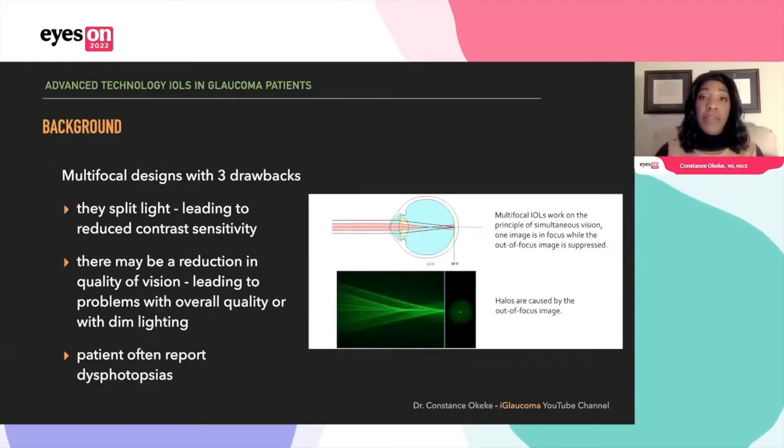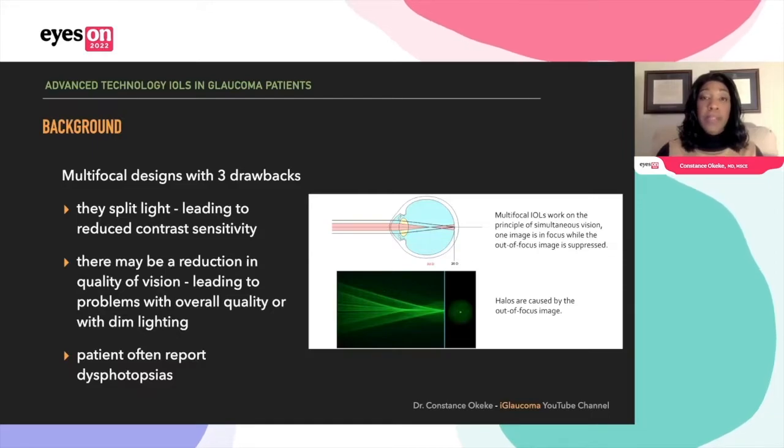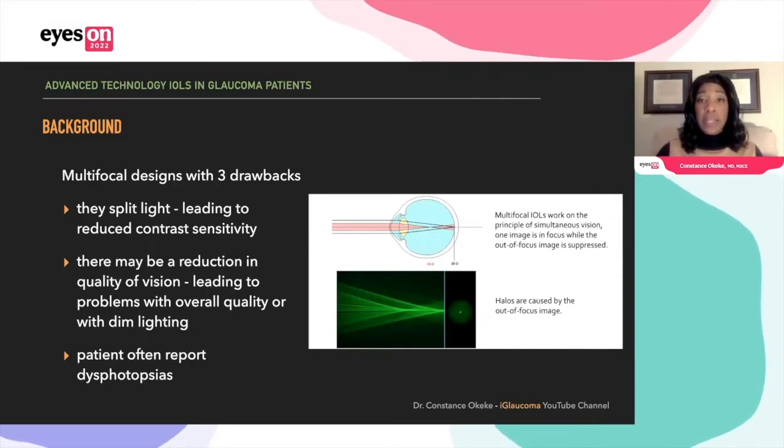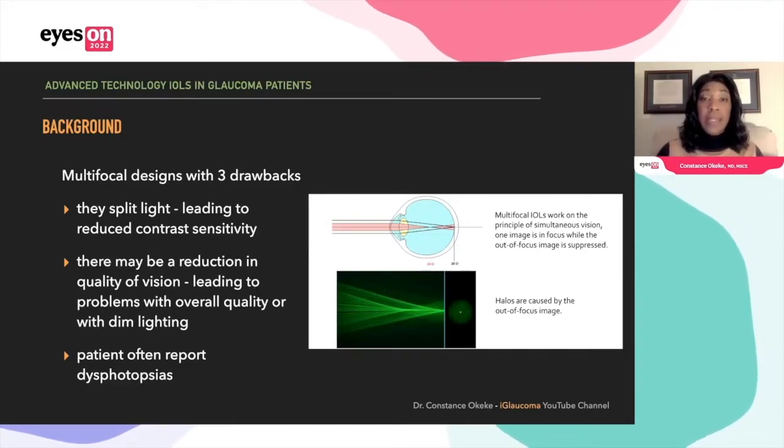Now, the multifocal lenses were developed to allow patients to see at different distances: far away, intermediate, and near. But the designs did have some drawbacks. One of the major drawbacks is that the splitting of light can lead to reduced contrast sensitivity. We'll talk more about this because it does affect patients who have glaucoma. Also, with the design, there can sometimes be a decrease in the quality of vision, and this can lead to complaints or just not being happy in certain light settings, like dim light settings.